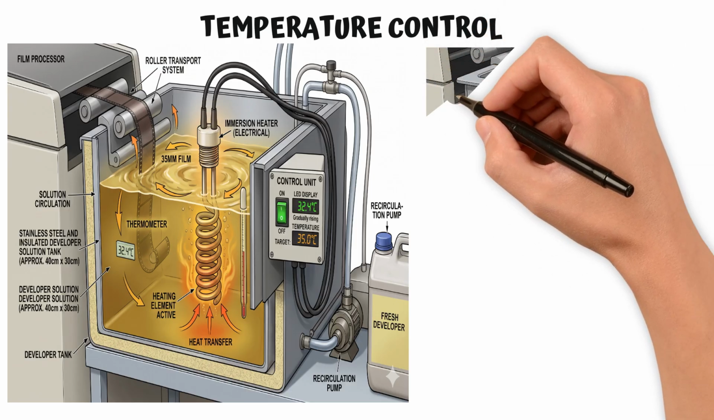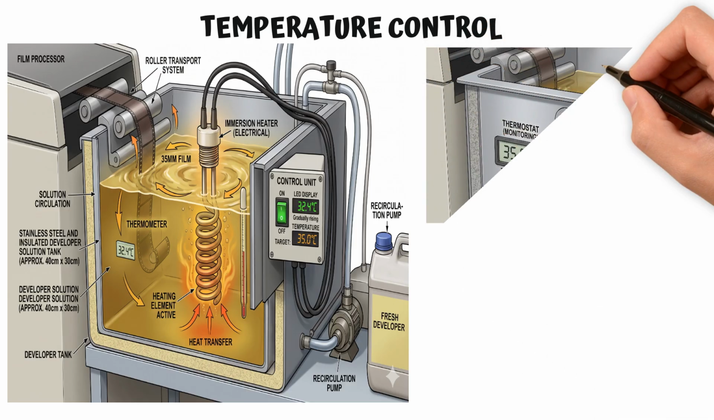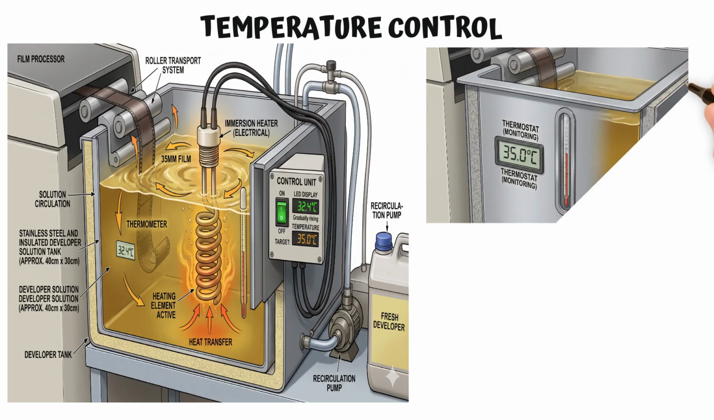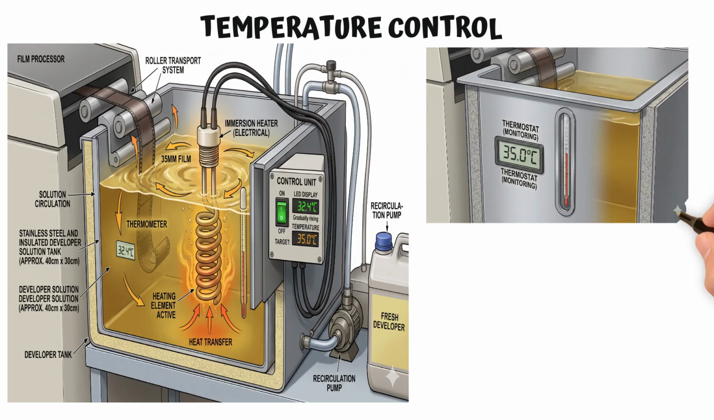The thermostat continuously monitors the temperature of the solution. The moment it detects that 35 degrees Celsius has been reached, it sends a signal to switch the immersion heater off. Simple enough, but here is where it gets interesting. Any electrical heating element, even after it is switched off, continues to release heat for a short period. This is known as residual heat. The result is that the developer temperature continues to rise past the thermostat's set point, even though the heater is no longer active. Left unchecked, this temperature overshoot would be a problem.